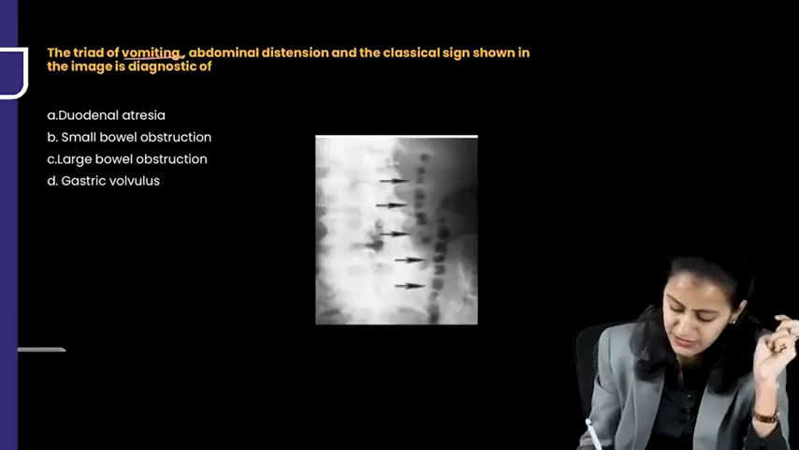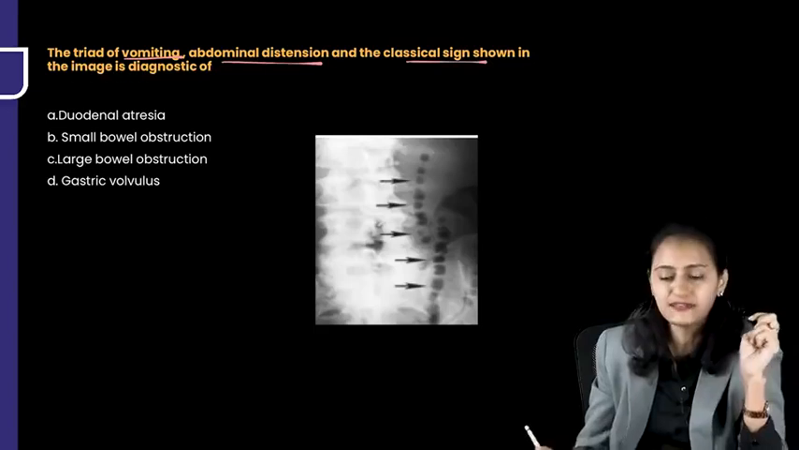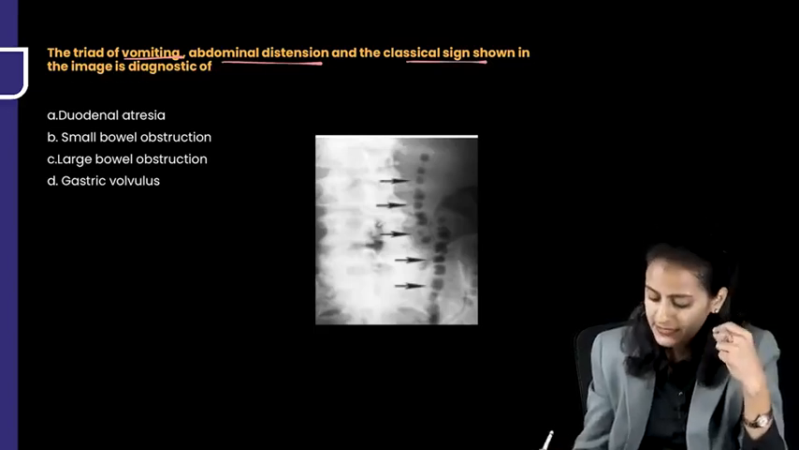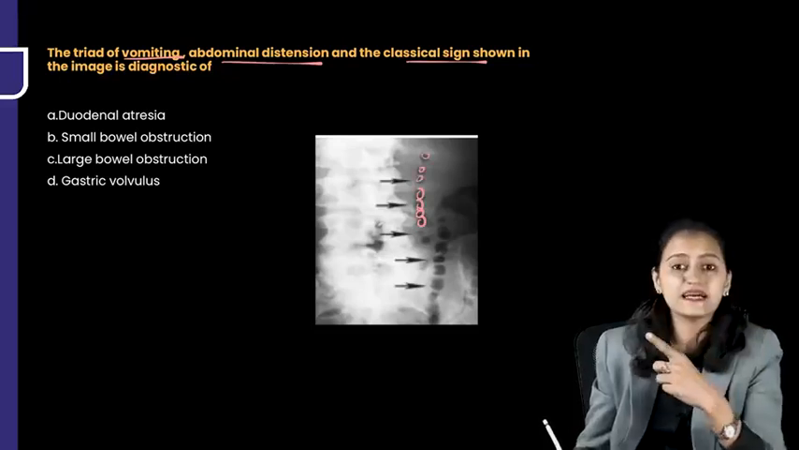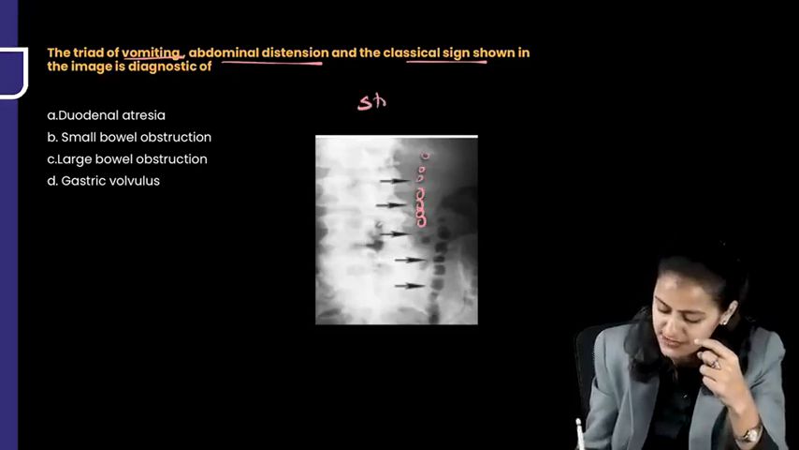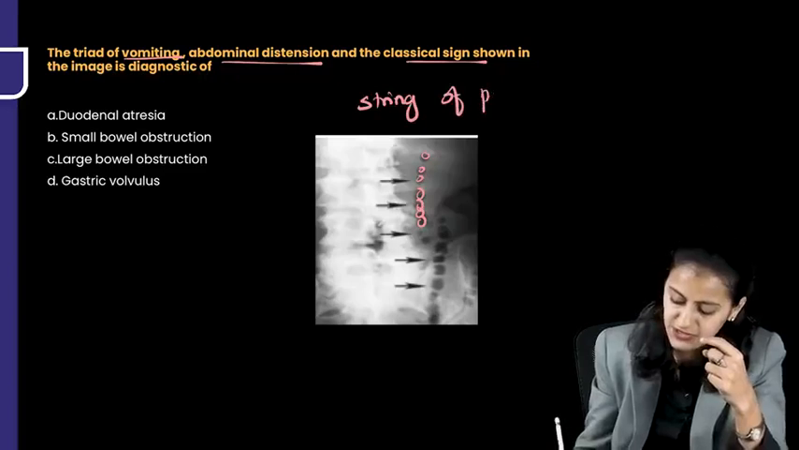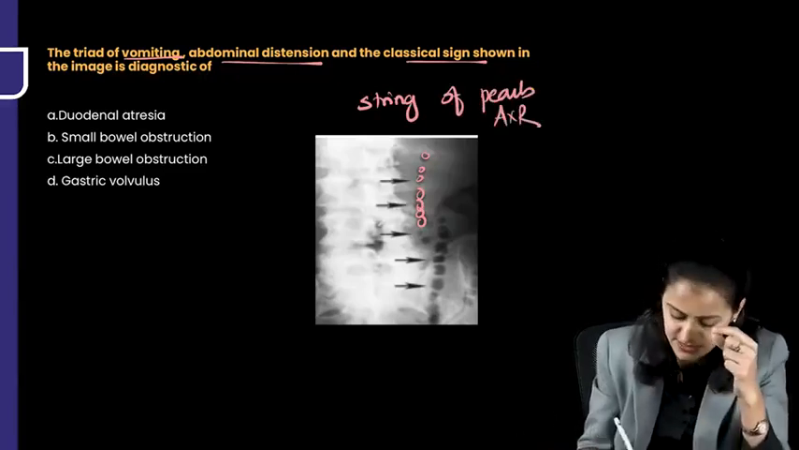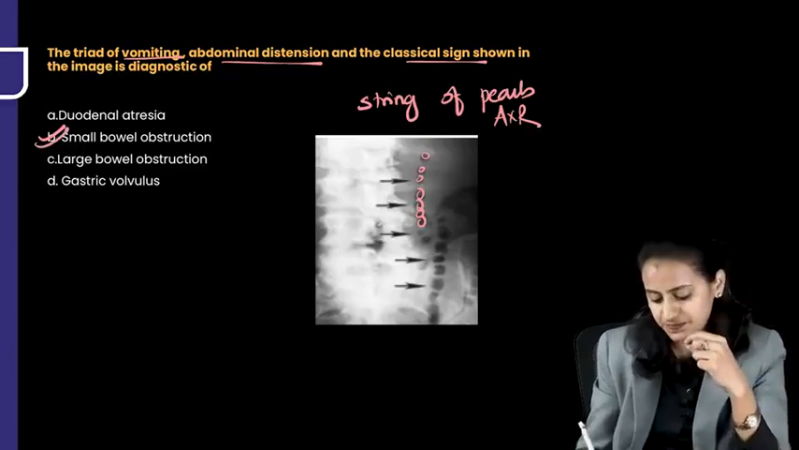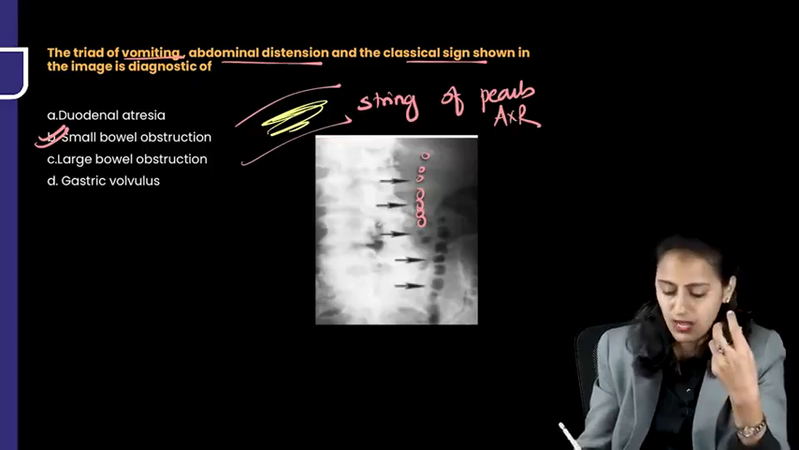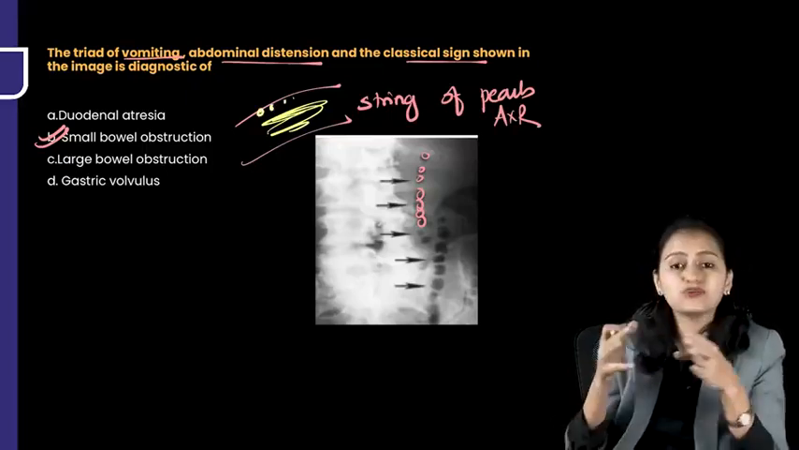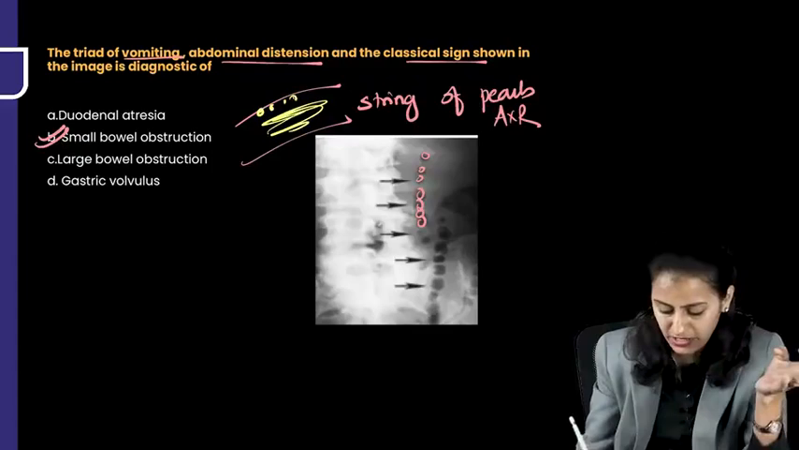Next one, this triad of vomiting, distension and the sign shown is seen in which condition? So what sign are we seeing here? The air locules arranged one behind the other like a string of pearls. This is called the string of pearls sign on the abdominal X-ray. This is seen in small bowel obstruction. In the obstructed small bowel, the fluid causes the air locules to be trapped in between the valvulae conniventes.